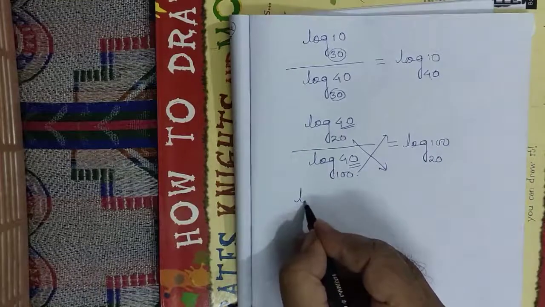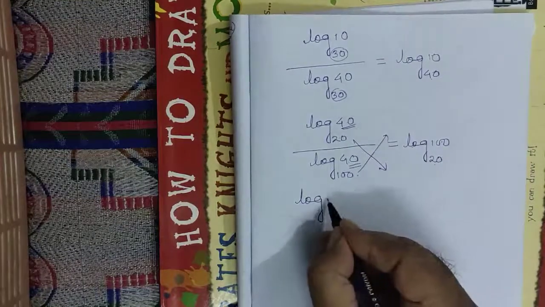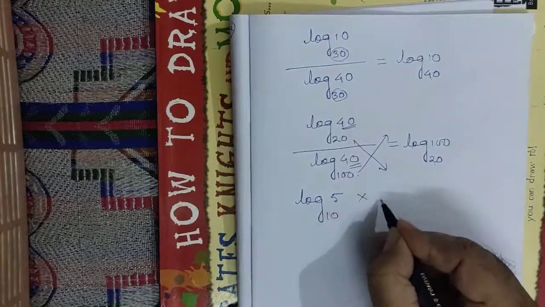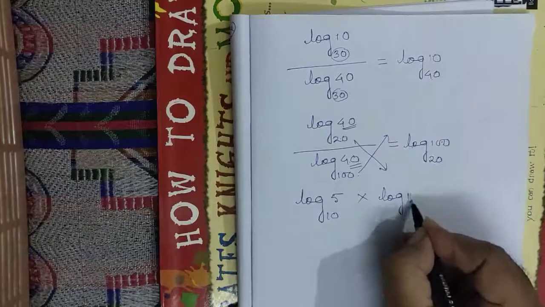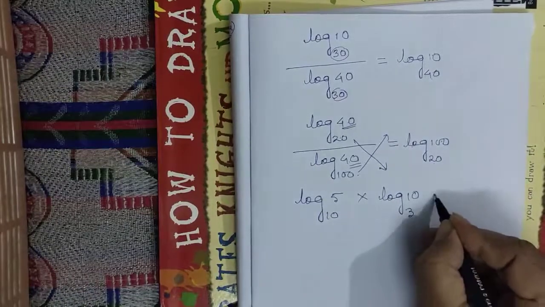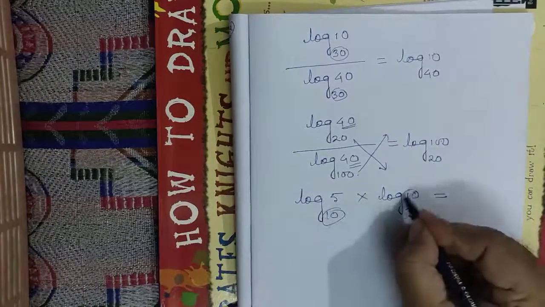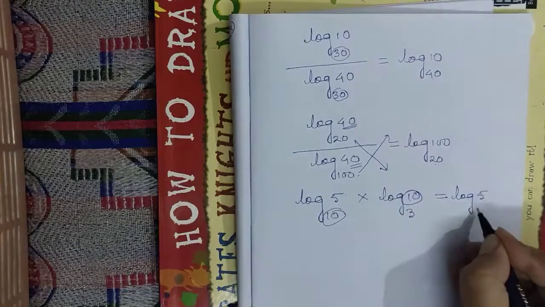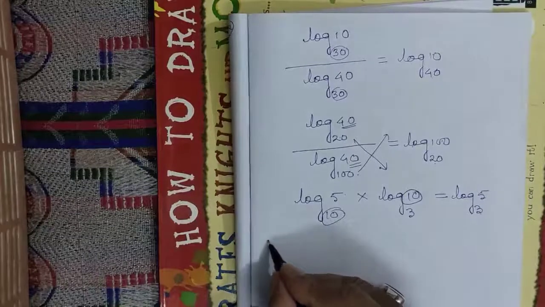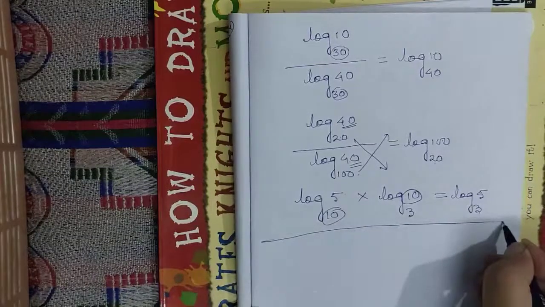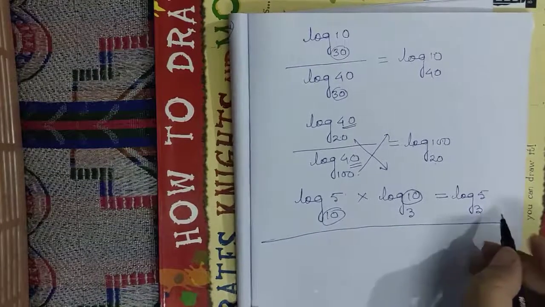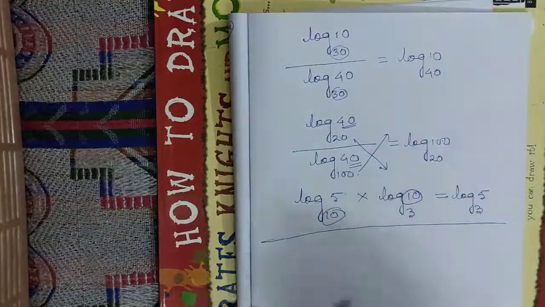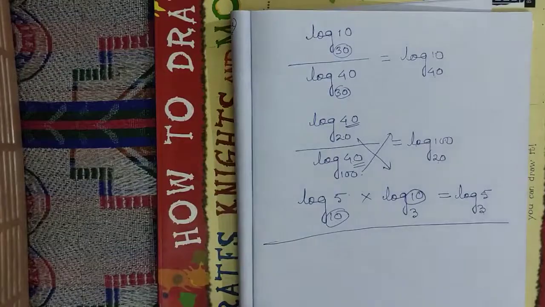Now, suppose I do it this way, log 5, base 10 into log 10, base 3. This 10 goes off and it becomes log 5, base 3. So this way you will be applying it at the time of problem solving. So the same property, these 3 stages I have explained to you. Now, I will come to the proof of the rule.